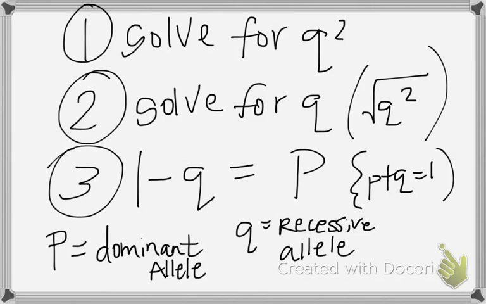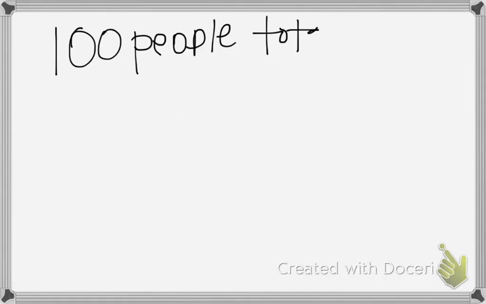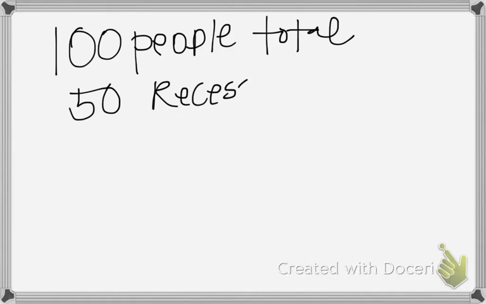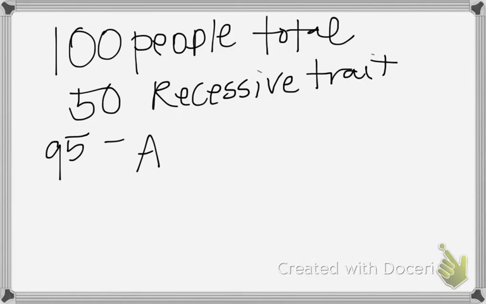So let's try one real quick. We'll just make one up. Let's say there's a population of 100 people, and we'll say that out of the 100 people, 50 people show the recessive trait. So that would mean that 50 people show the dominant trait. So those 50 people are either P squared or 2PQ. The recessive people must be Q squared.